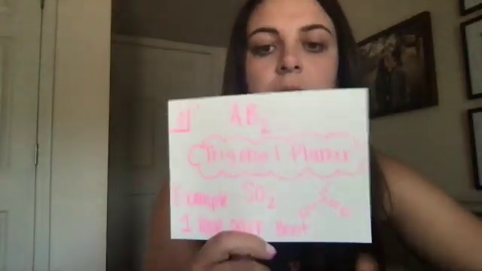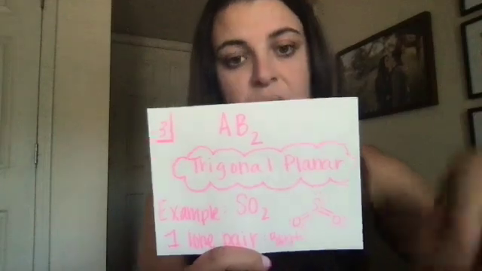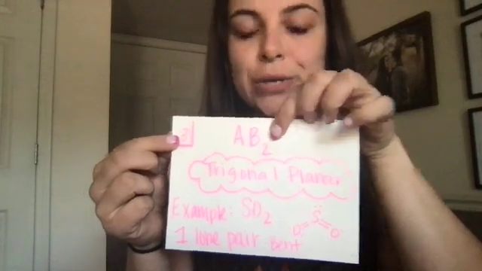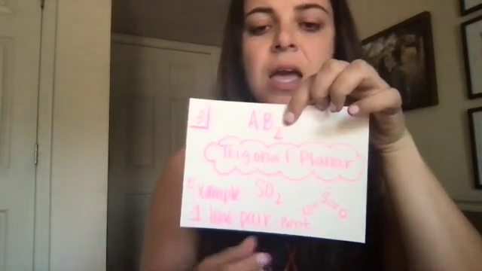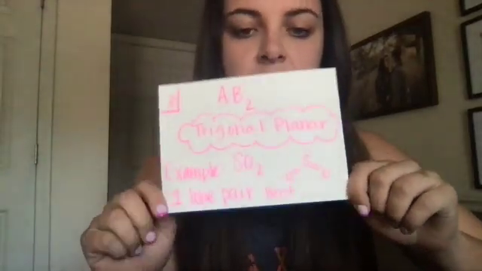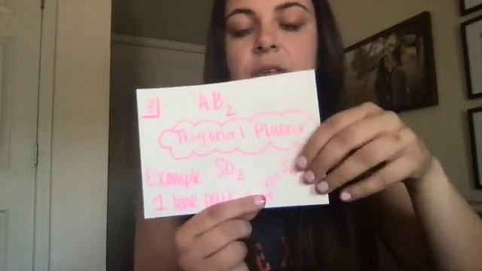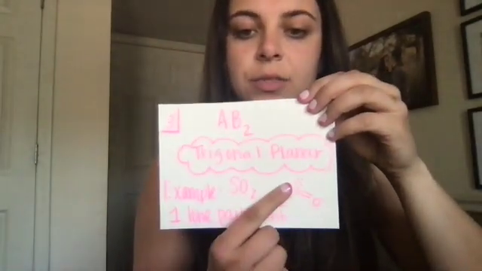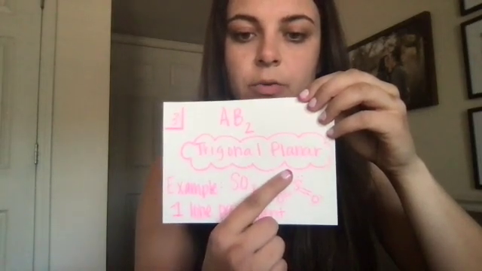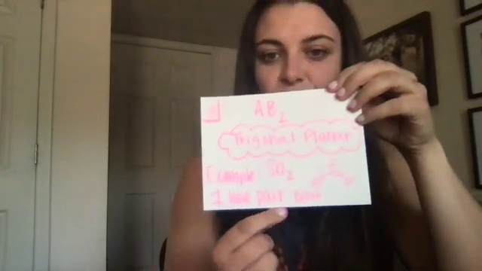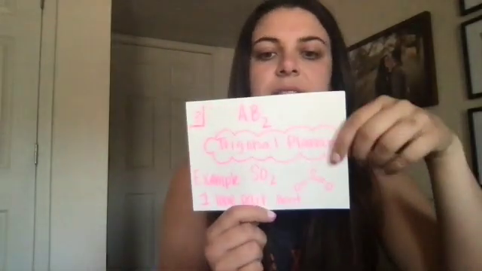Trigonal planar electron domain geometry. It has 3 electron domains, and the type of molecule is an AB2. An example of this one is going to be SO2, and this example is going to have 1 lone pair, and so it's going to be bent. So as you can see, it still has the 3, 1 with your lone pair, and then 2, 3 things attached to our center, so that's why it has 3 electron domains. And that's going to be your trigonal planar. So let me show you that one.